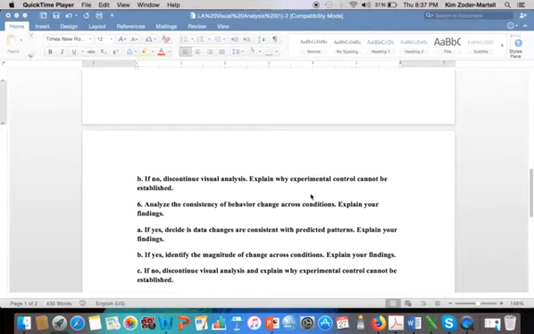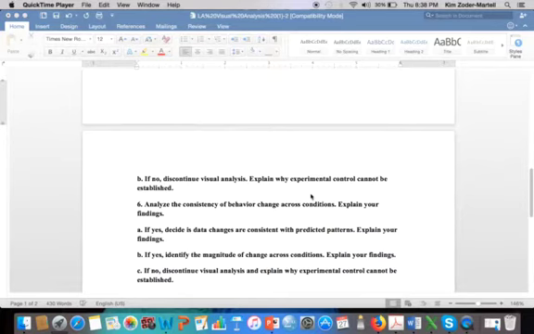If it's yes, you're going to decide if you're going to look at the consistency of behavior change across conditions. So this is in the intervention conditions and the baseline conditions. And if you decide that the changes are consistent with the predicted pattern, so if we see a therapeutic change in behavior when the intervention is implemented during all times and it's replicated, then you're going to talk about the consistency and talk about the predicted patterns. If you can do this, then also look at the magnitude of change across conditions and talk about your findings. What do you see?